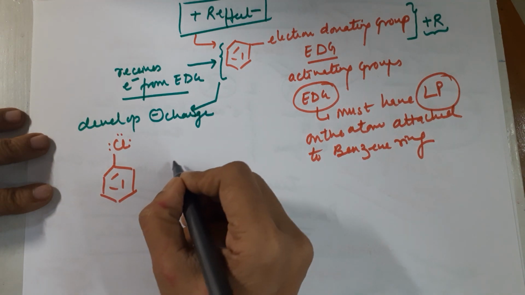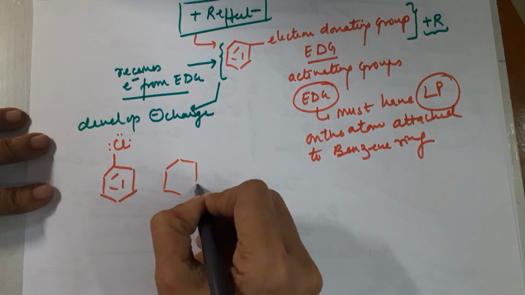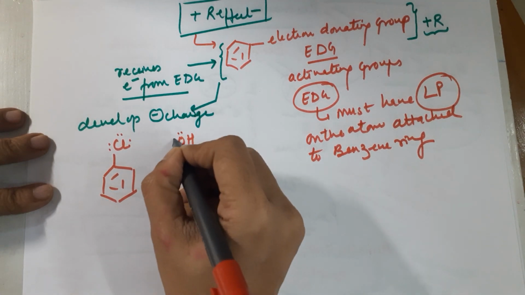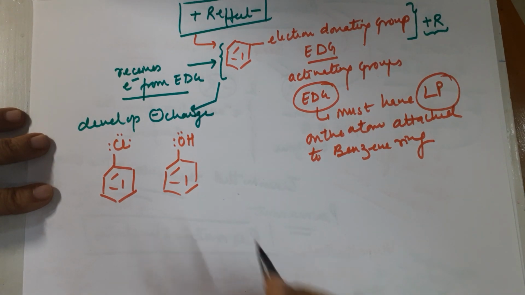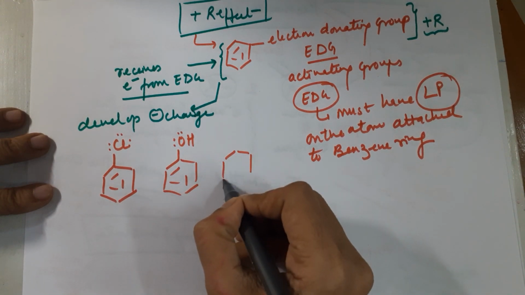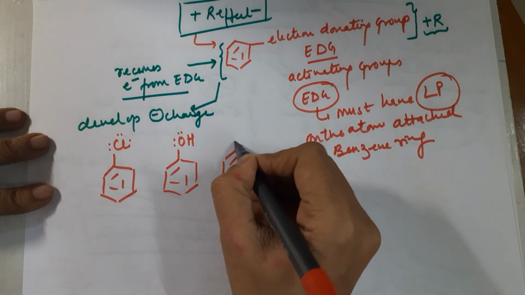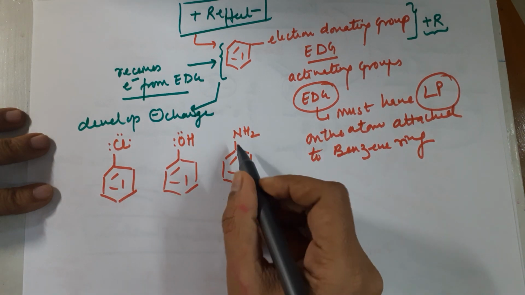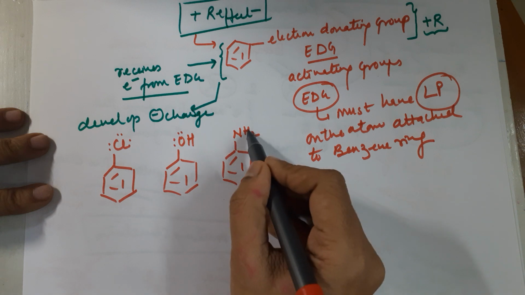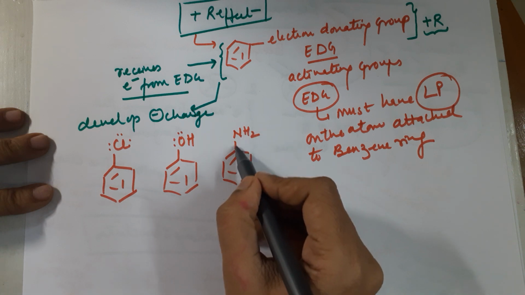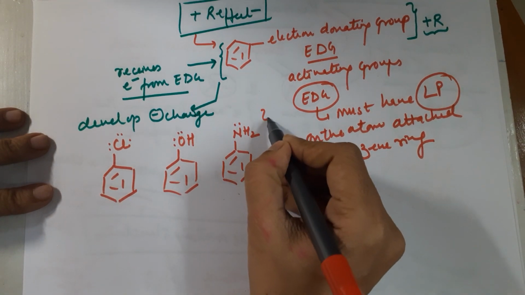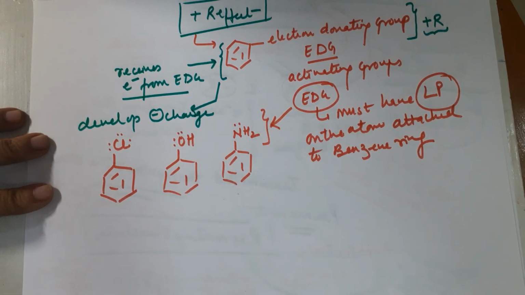You can have a benzene ring attached to an OH. Oxygen is attached and it has 2 lone pairs. So, this also falls under this category. You can have a benzene ring attached to NH2. Nitrogen has 5 electrons in the outermost shell, 2 used up here, 1 used up here. So, it still has a lone pair. So, all these come under the category of the electron donating group.